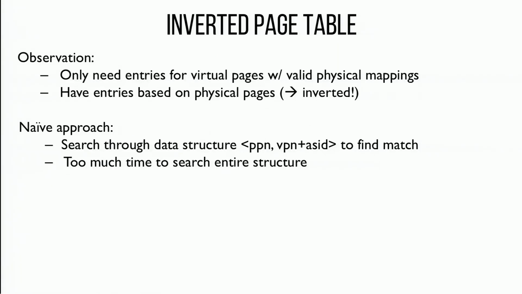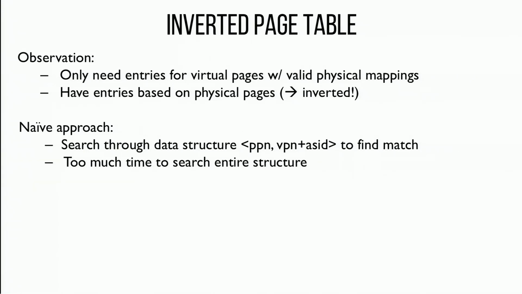OK, inverted page tables. So this is a new concept. The observation here is that we really don't need to know the address translation for pages in our virtual address space that aren't valid. So why are we doing a data structure that's focused around virtual addresses? What some architectures have tried to do is an inverted page table. By inverted, it means you're using the physical page number to figure out things about the virtual address number.